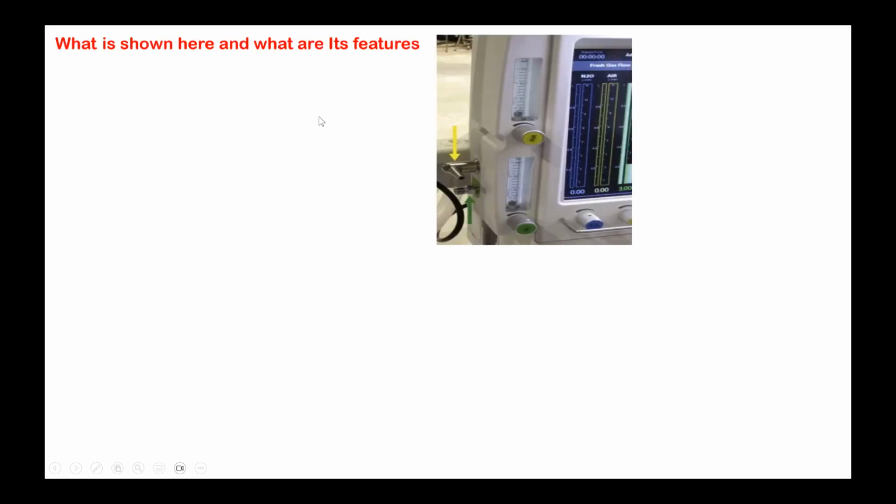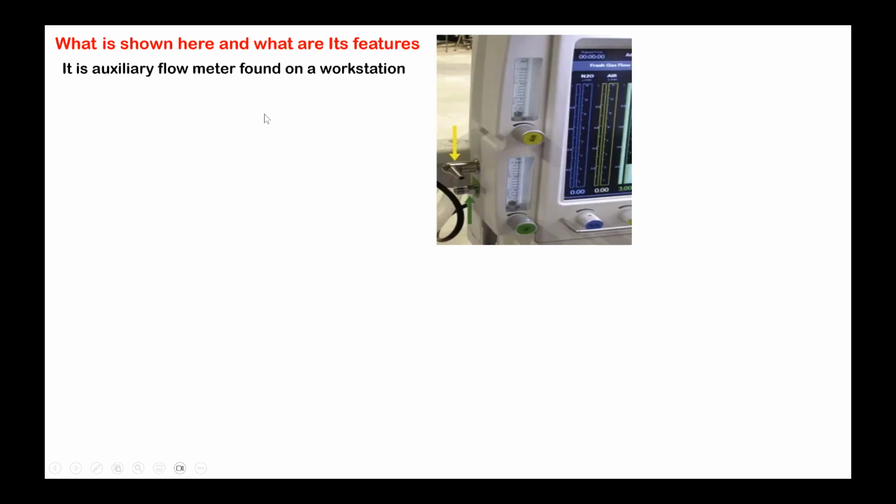What is shown here and what are its features? It is a different model of what you have already seen. Are you seeing the yellow arrows here? Yes, sir. Auxiliary oxygen. There is an auxiliary flow meter for both oxygen and air. What are the pointers showing? One yellow and one green. Outlets.